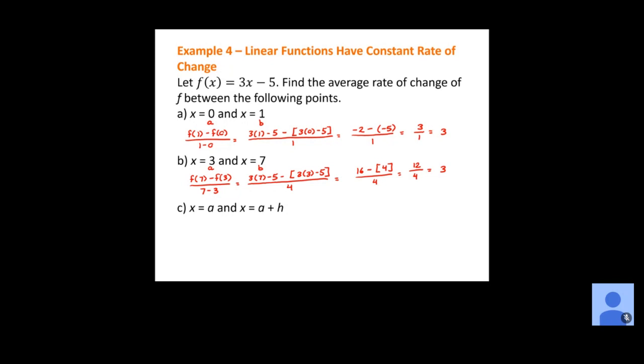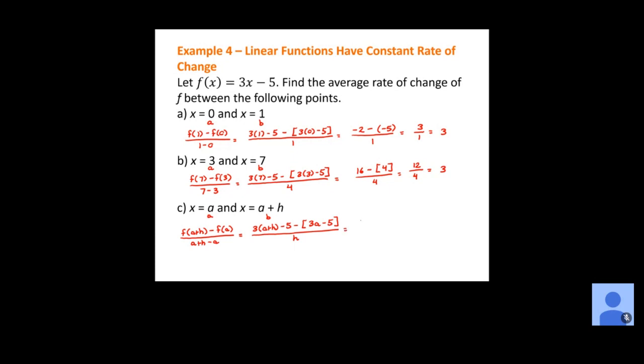All right, and then the last one here, the A value is just going to be A. The B value is going to be A plus H. We're going to take F of A plus H minus F of A all over A plus H minus A. All right, so again, just substituting into our function, we're going to have 3 times A plus H minus 5 minus 3 times A minus 5 all over, and in this case, the A plus H minus A, those A's are going to cancel, and so my denominator is just going to be an H this time.